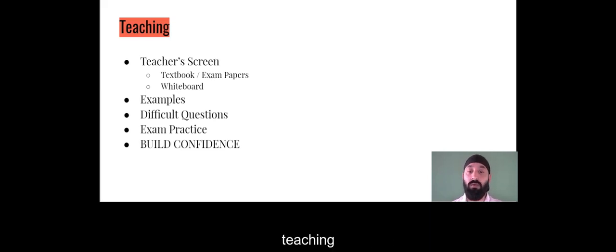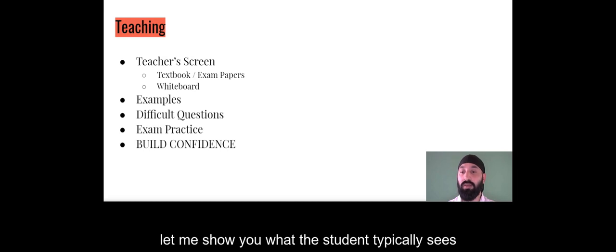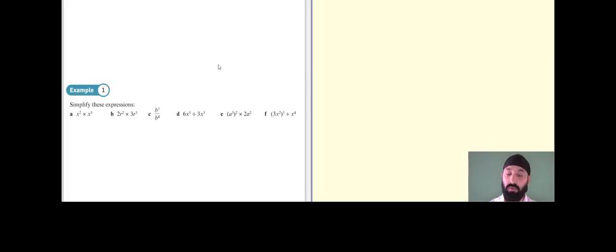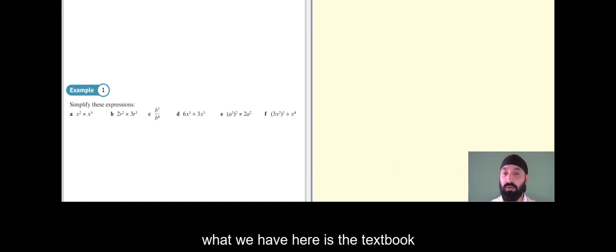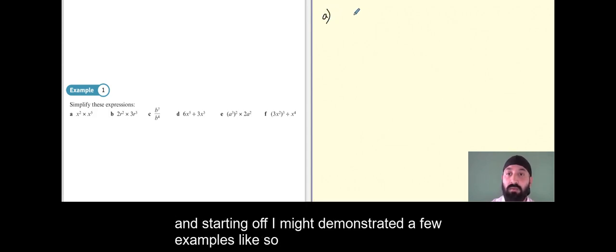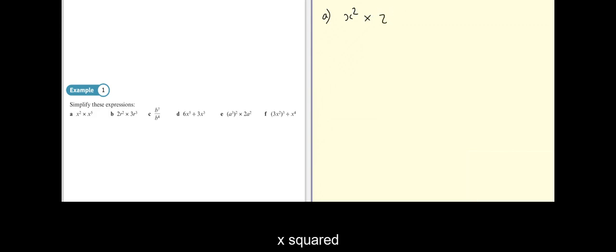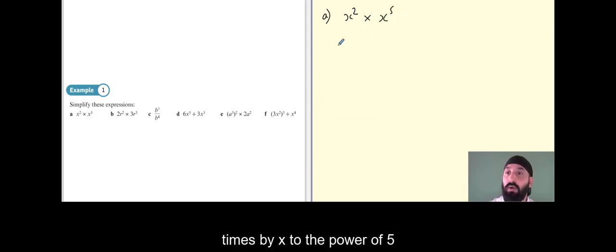So for me to go over this, the best thing I think would be for you to see a demonstration. Let me show you what the student typically sees. With teaching, for example, what we have here is the textbook on the left hand side and a whiteboard on which I can write. So for example, if I was teaching indices and starting off, I might demonstrate a few examples like so. So if we look at question A, we've been asked to work out x squared times by x to the power of 5.